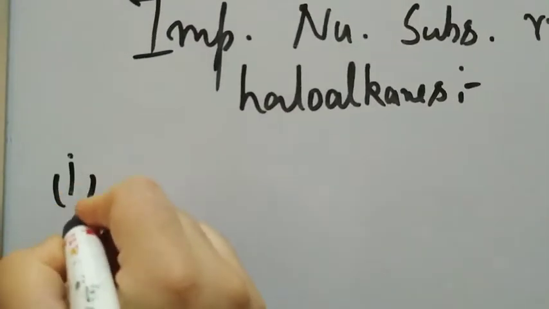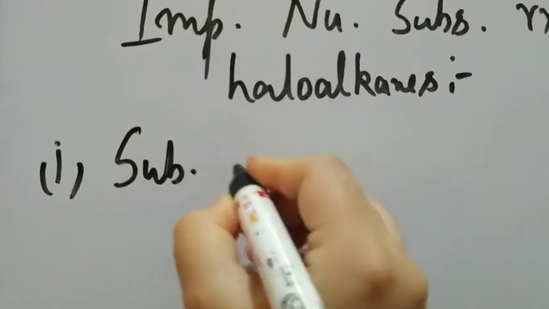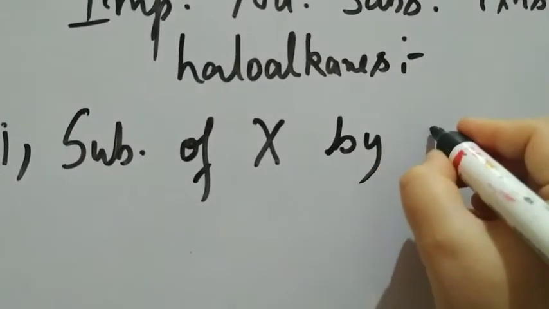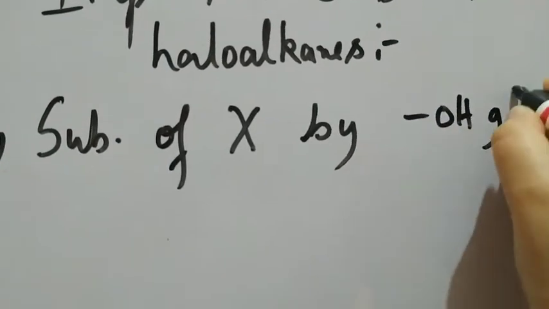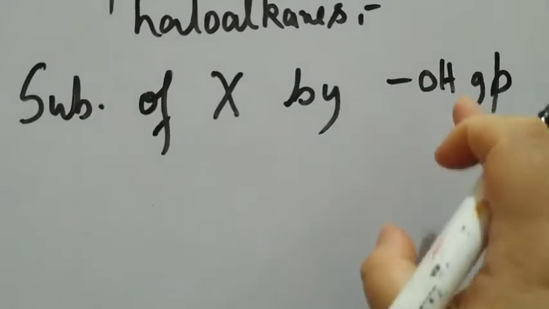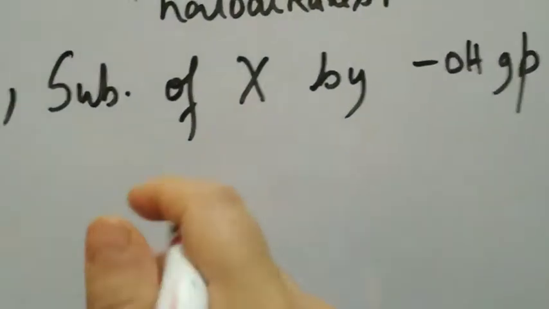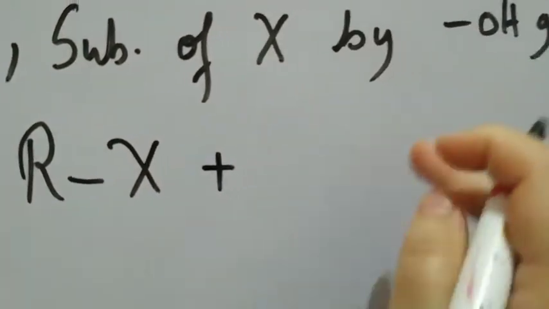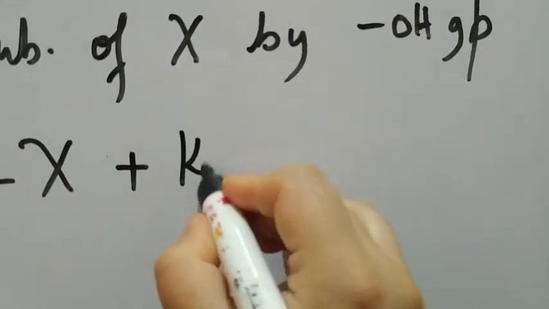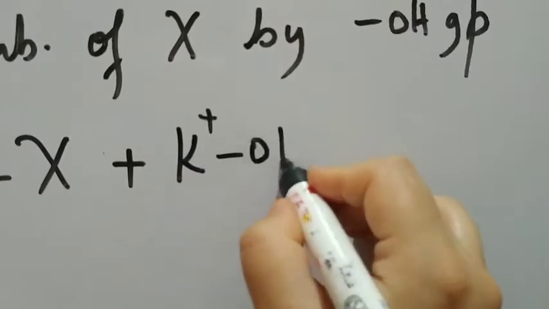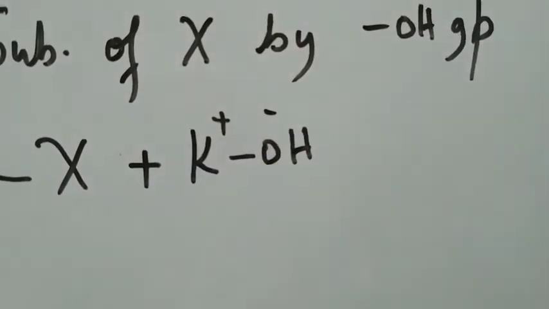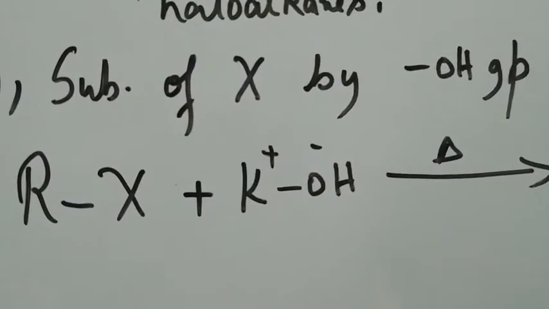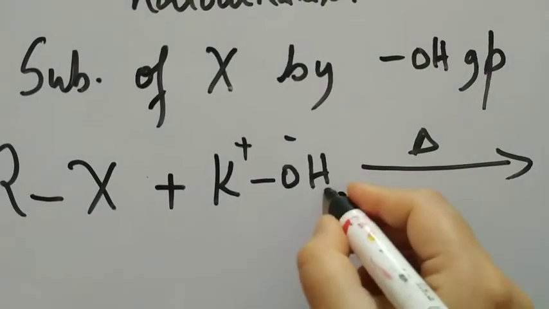The first one we'll talk about is substitution of X, which is a halogen atom, by the OH group. What is the OH group? Hydroxyl group. This can happen. OH is a stronger group than X, so I'll write down the general reaction. If we have RX and we take a reagent containing OH, for example K plus OH minus, potassium hydroxide, we have to create the conditions of the reaction. Heating is required, and this is taken in aqueous solution.